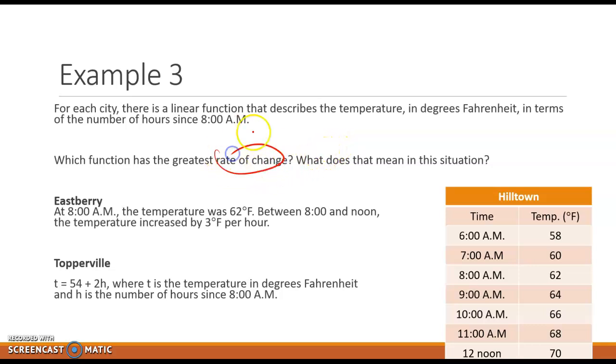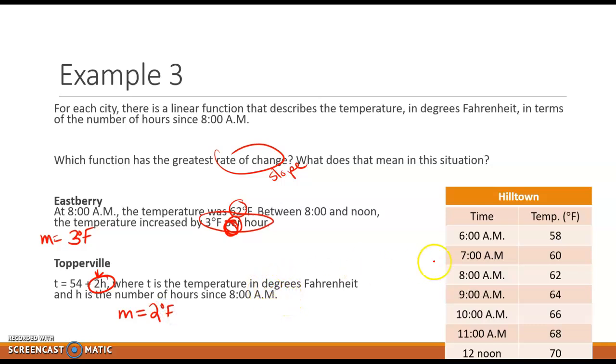We want to know the greatest rate of change, so that would be slope, right? So at Eastbury, at 8 a.m., the temperature was 62 degrees. And between 8 a.m. and noon, the temperature increased by 3 degrees per hour, and that per is our rate of change. So for Eastbury, that's 3 degrees Fahrenheit is our slope. For Topperville, our slope is next to our variable. Here's our variable term, which means for Topperville, our slope is 2 degrees Fahrenheit per hour.